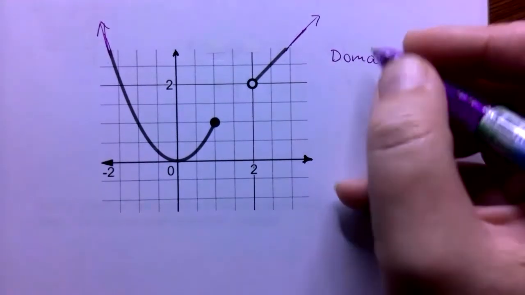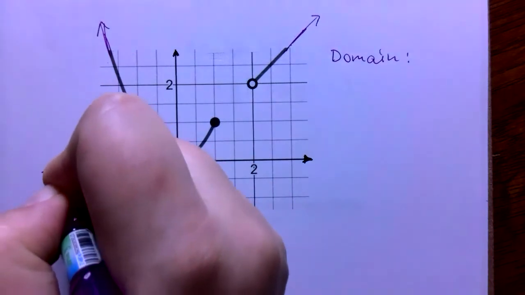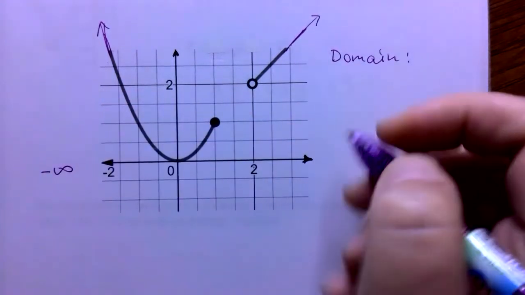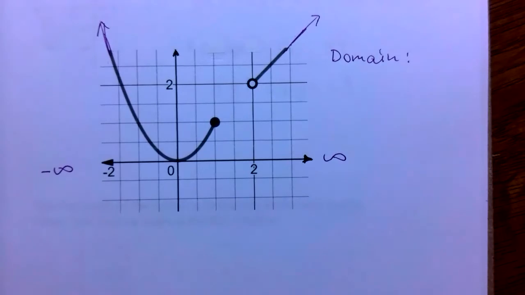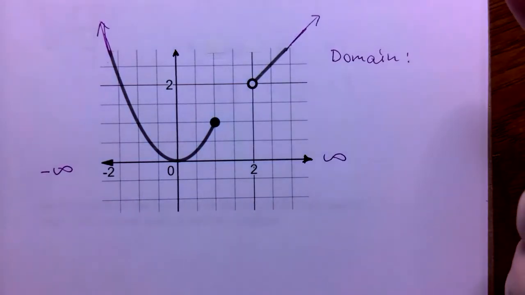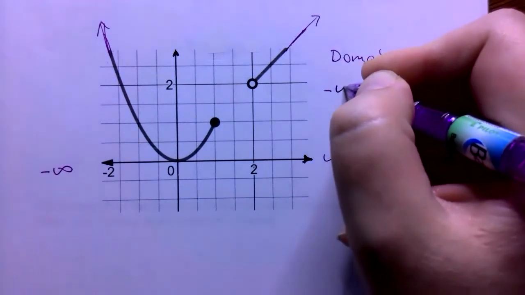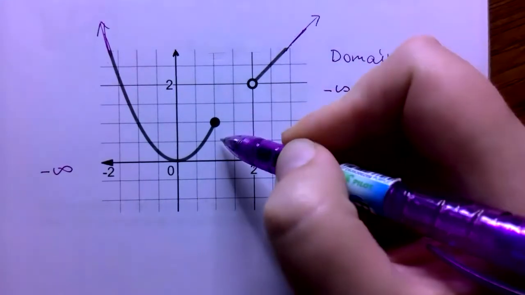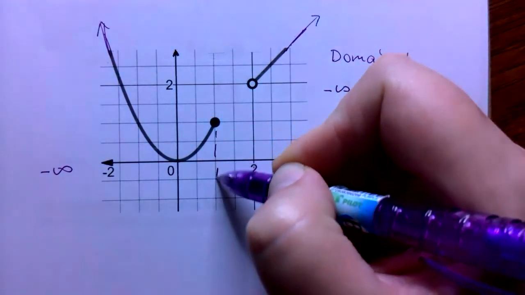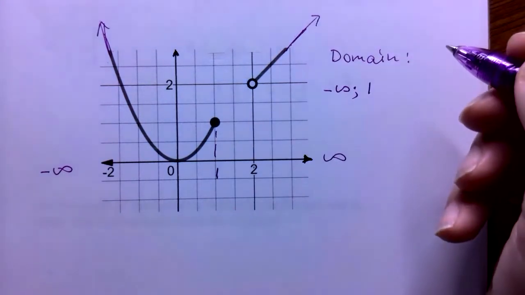So we're going to start here. Forever on the left is negative infinity, and forever on the right is positive infinity. Okay, so we're going to have two pieces glued together, right? This piece starts from negative infinity, and where does it stop? Well, it stops right here. It looks like it's 1. So it goes from negative infinity to 1.